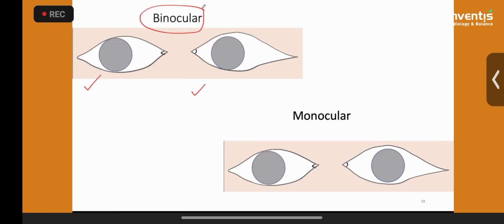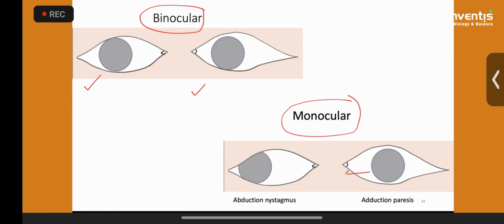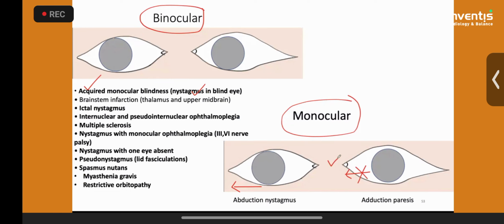If the nystagmus is seen only in one eye, which can happen in case of internuclear ophthalmoplegia, it can happen sometimes in migraine, it can happen in epilepsy, it can happen in glaucoma. So there are certain etiologies where it can happen that there is adduction paresis, adduction is not happening, and there is abduction nystagmus. So in this case, it could be a case of internuclear ophthalmoplegia. So there are a variety of causes which we are not going to go into in detail, but you should be able to identify that the nystagmus is happening in one eye versus both the eyes.